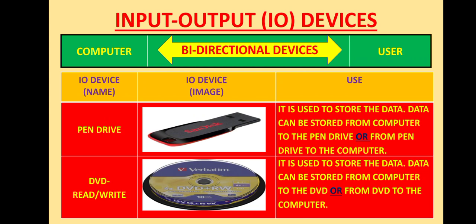DVD read write. This is used to store data. Data can be stored from the computer to the DVD or from the DVD to the computer. So again this device works in a bidirectional way. So in this way, in today's video lesson, you have learnt about different types of input and output devices.